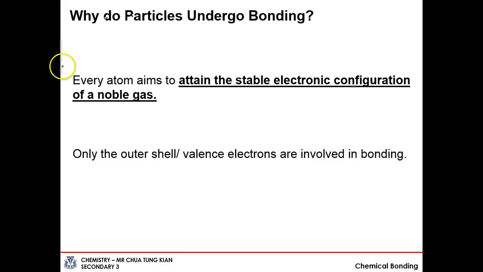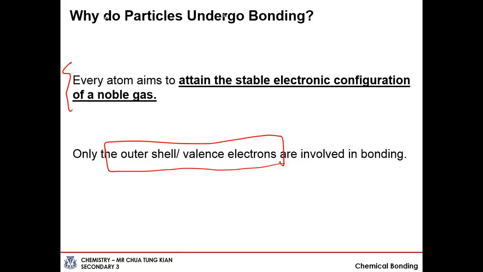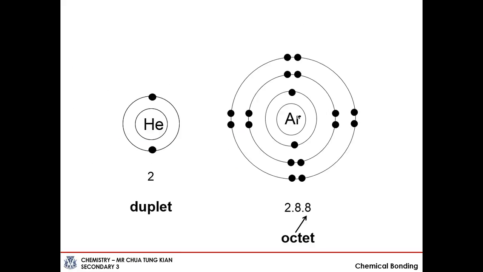So as I mentioned earlier, it undergoes bonding to attain the stable electronic configuration of a noble gas. And take note, only the valence shell electrons are involved in bonding. The outermost shell is involved in bonding. The inner shell electrons are not involved in bonding. So the duplet configuration, 2 outermost electrons. Octet configuration, 8 outermost electrons.